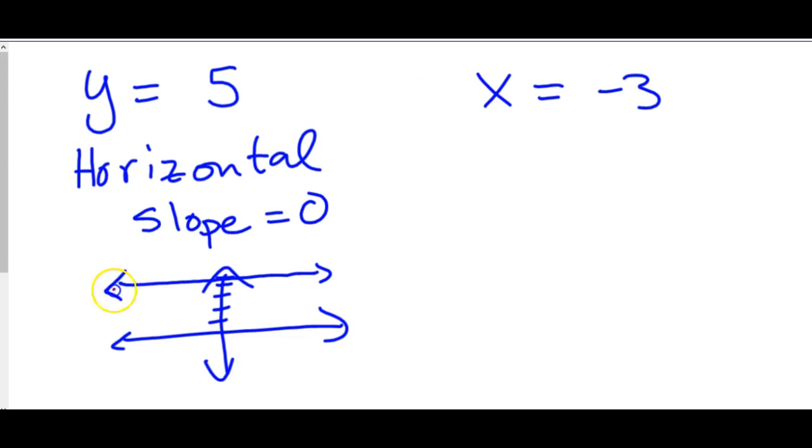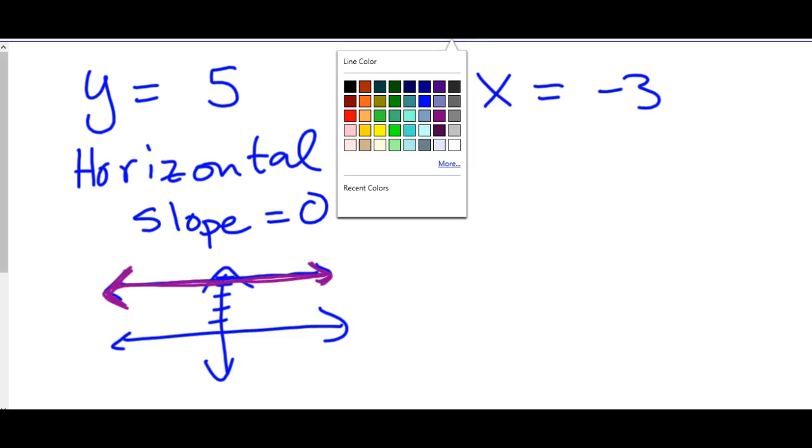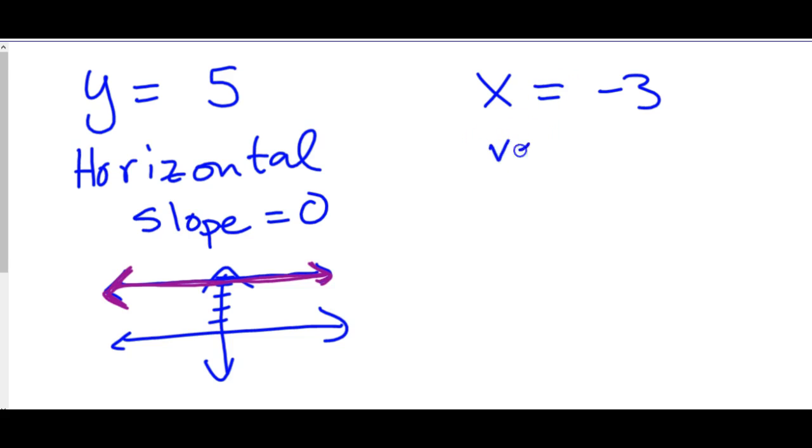Sorry, I meant to make that a different color so you could see that it's not part of the coordinate system. If it's x equal to a number, that's a vertical line every time. And the slope is undefined or no slope.